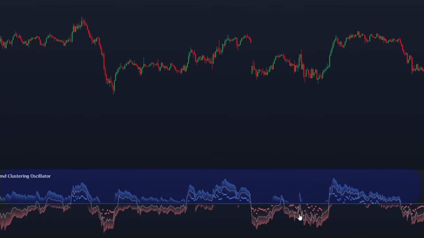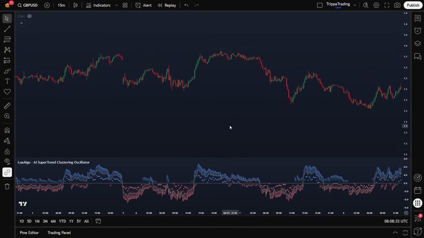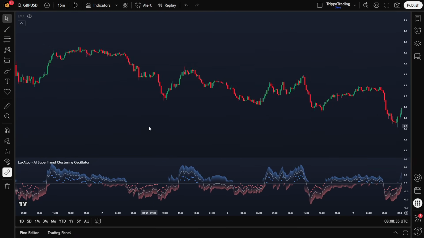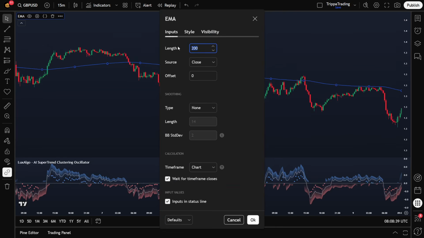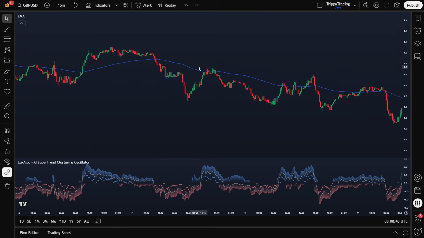Blue tones mean bullish momentum, red tones mean bearish momentum, and the darker the color, the stronger the signal. It looks impressive, and it actually works decently for trend continuation trades. You can use it like this. When the oscillator is dark blue and price is above a 100 EMA, look for buy trades. When it's dark red and price is below the EMA, look for sell trades.